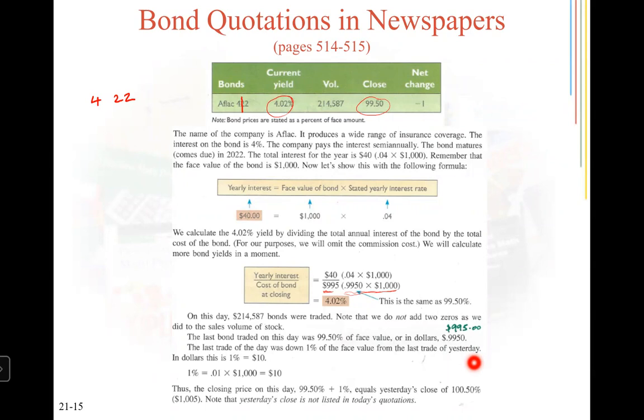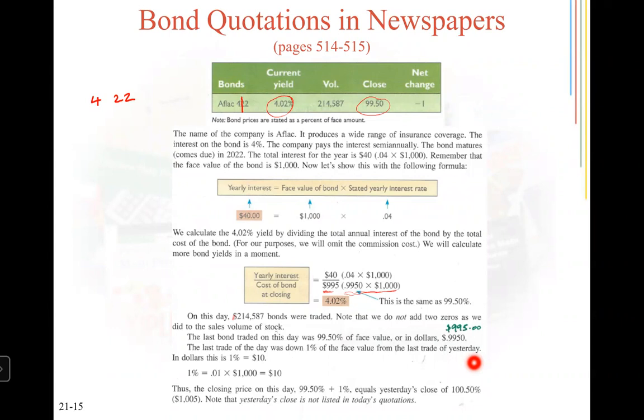All right, they say on this day, 214,587 bonds were traded. I don't know why they put a dollar sign here. I don't think there should be a dollar sign here. That just tells you how many bonds were traded. Note that we do not add zeros as we did for the sales volume of stock.